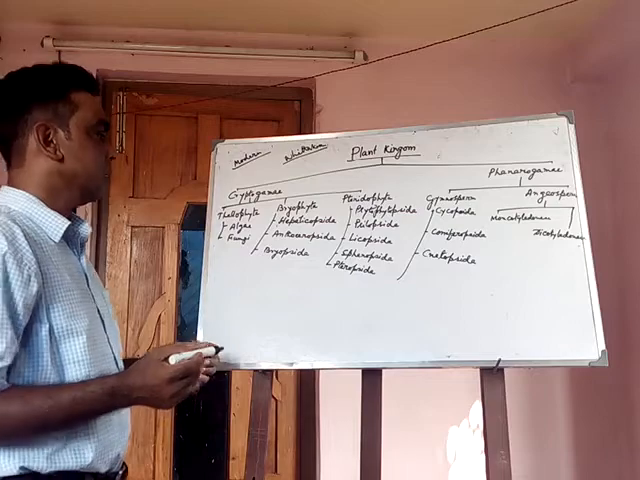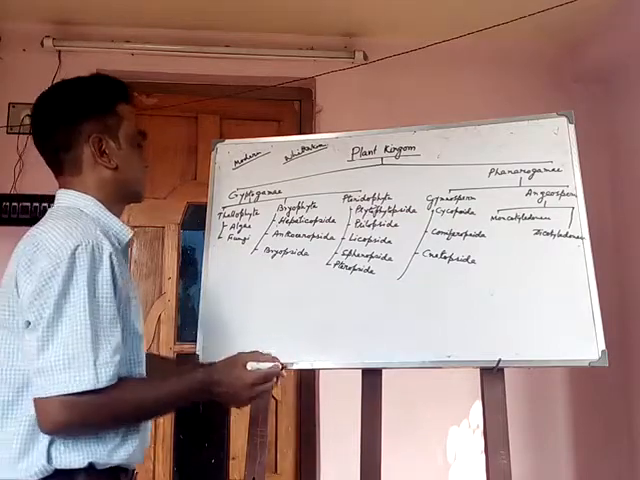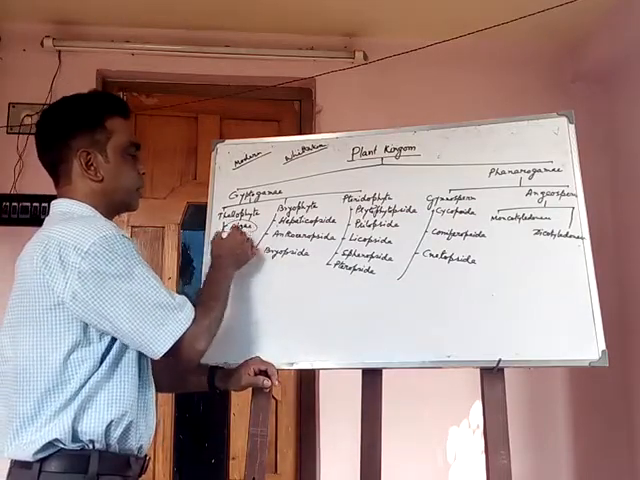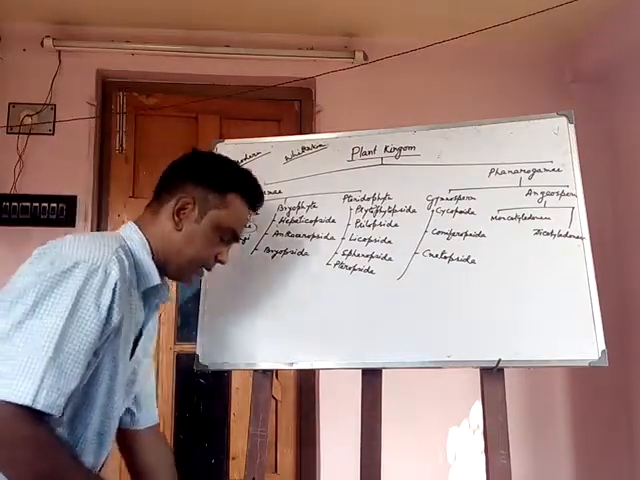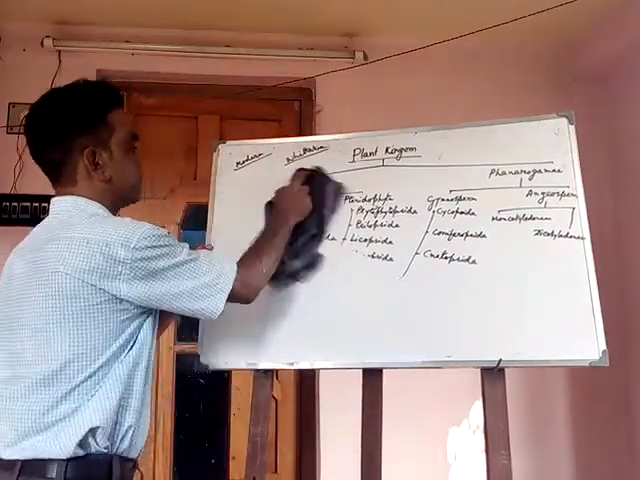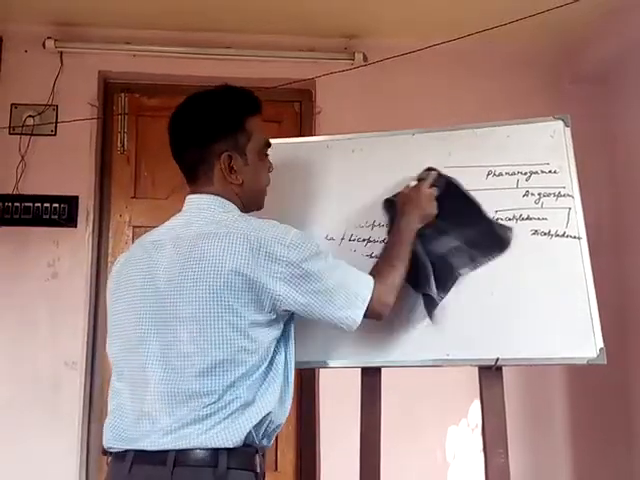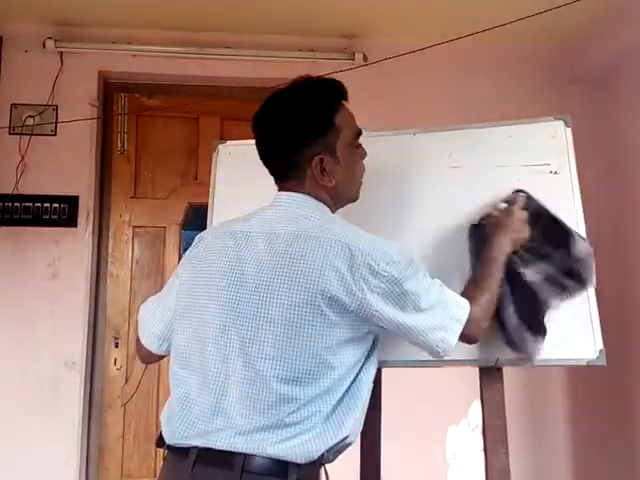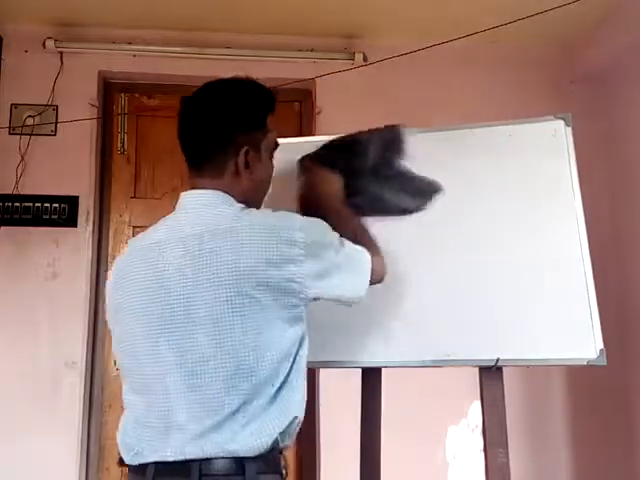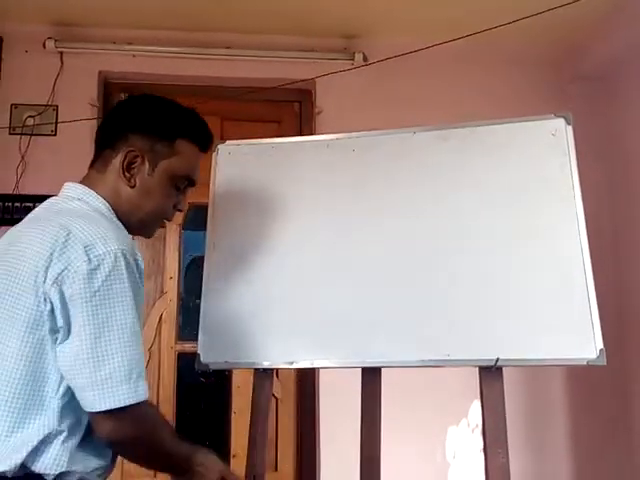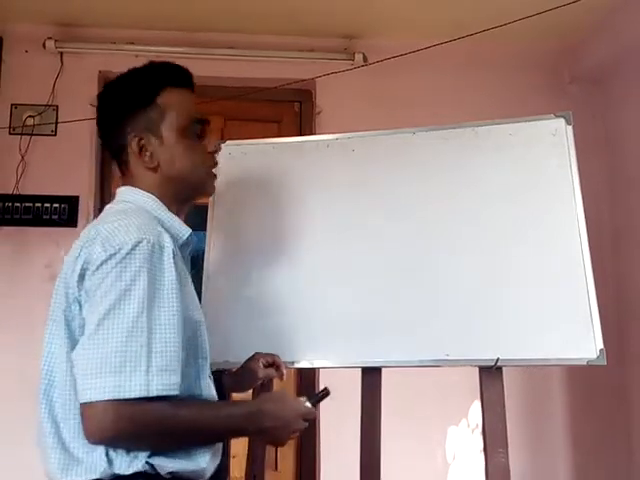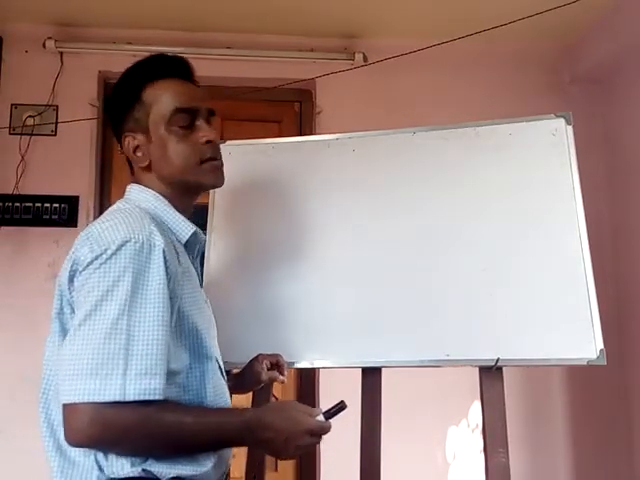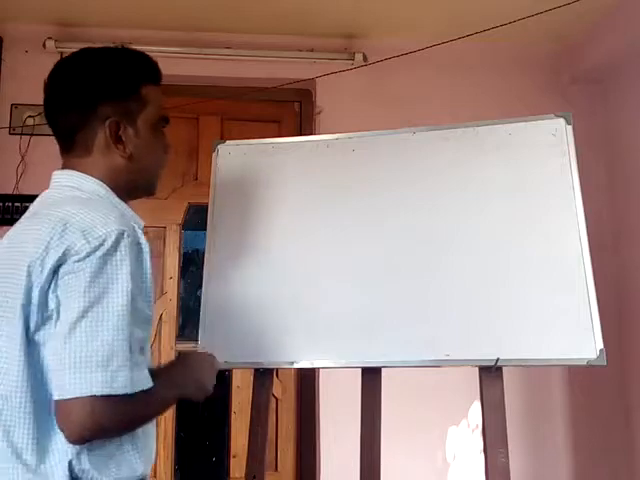Now, in this class, we learn about algae. First, we learn about algae. What is algae? Algae are a group of plant bodies under cryptogamy and under the division of class Thallophyta.